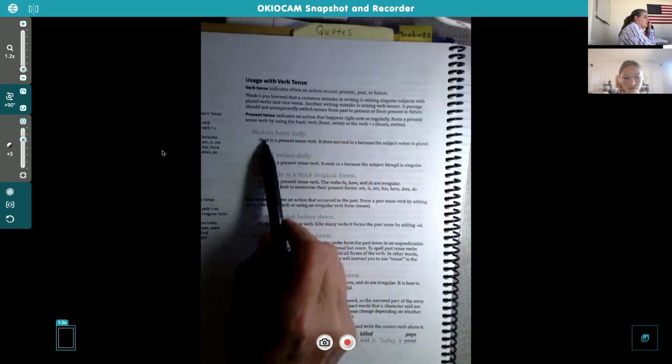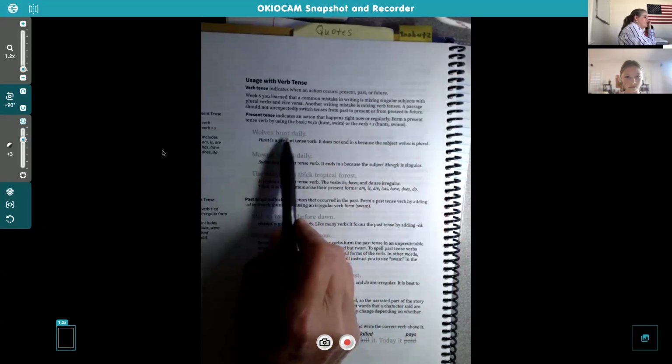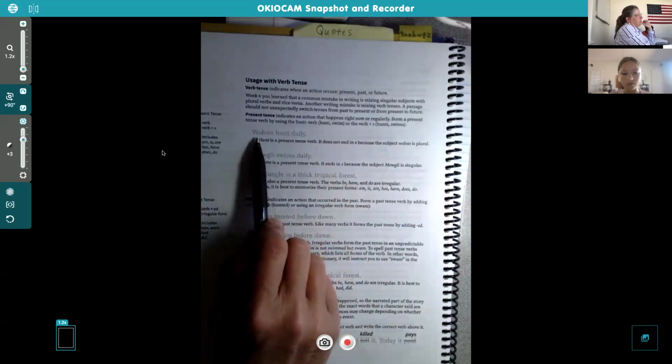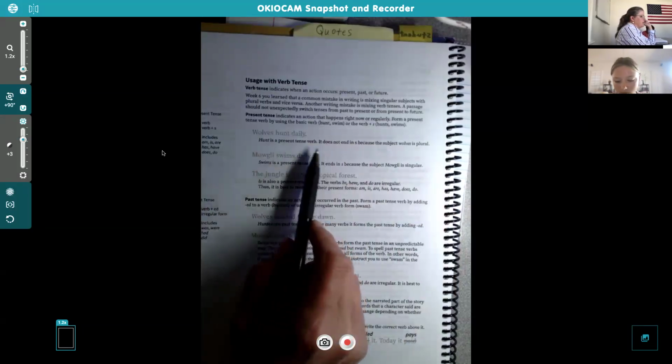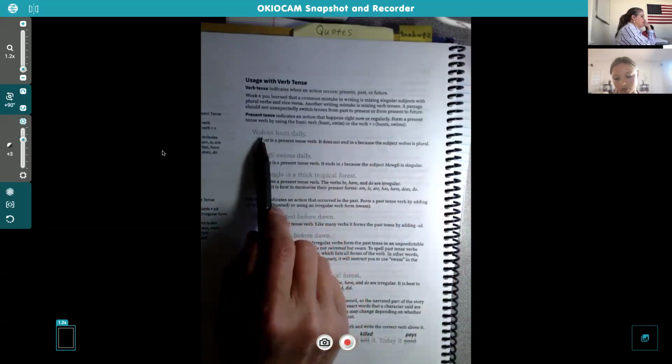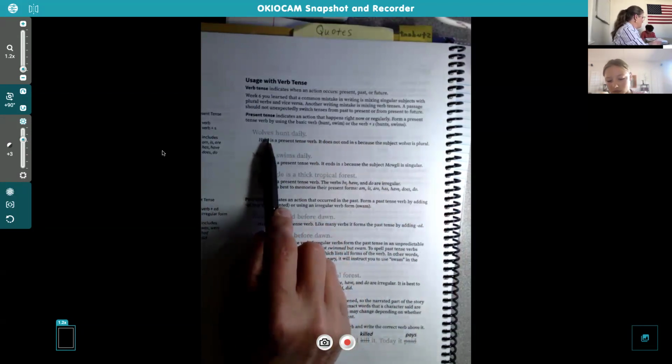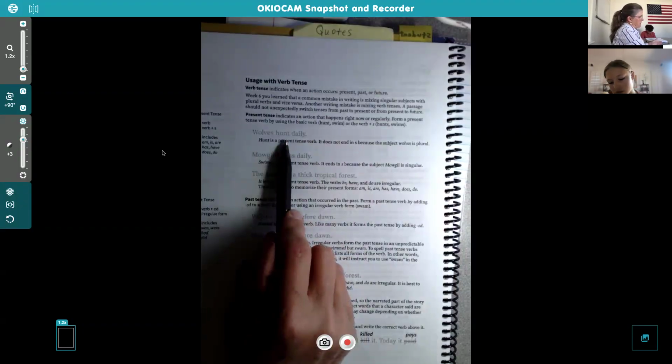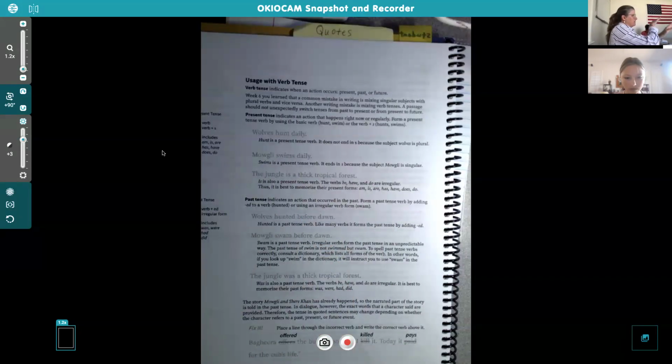So here we've got wolves hunt daily. So it has to connect with the noun wolves. And this is kind of an interesting trick. We talked about it last time. If the noun is plural like this one, it'll have an S at the end. Then the verb does not. So wolves hunt. If it was one wolf, it would be wolf hunts with an S. So it's backwards. If it's a plural noun, the verb does not have an S. If it's a singular noun, then the verb does have an S.